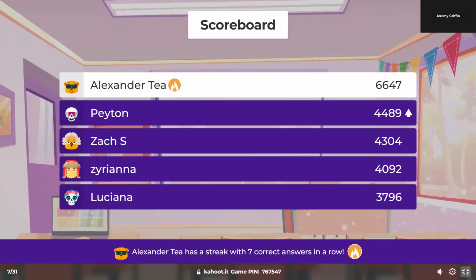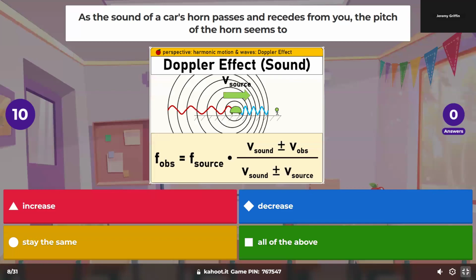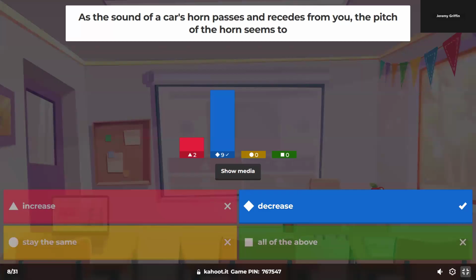Doppler. All right. As the sound of a car's horn passes or recedes away from you, there's Doppler. Yeah, decrease. There you go. You guys go with decrease. Okay. The pitch would decrease.